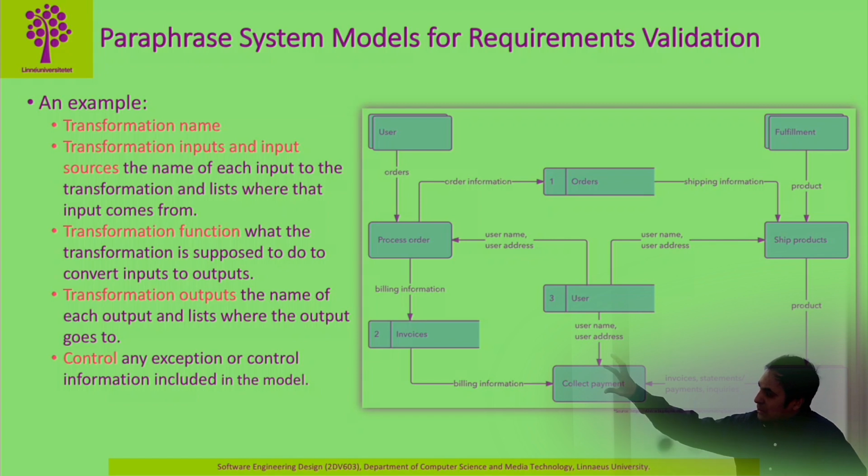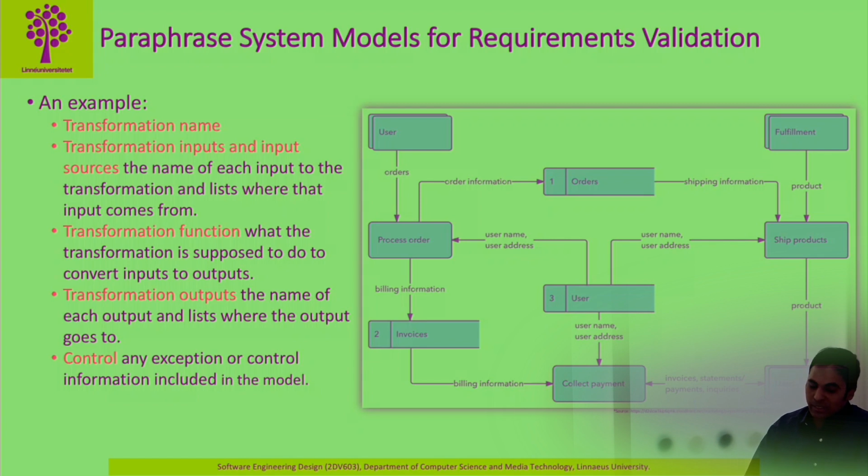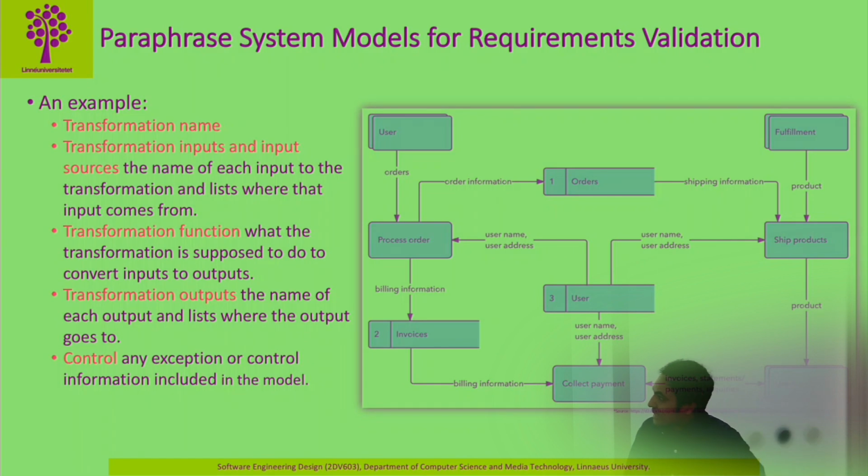So when the goal is to describe this model in a natural language text, in the second phase you need to define the inputs and input sources. What are the inputs of this model and where are those inputs coming from? Let's say one of the inputs is the order details. It's coming from the order, so this order is the input to the process order.